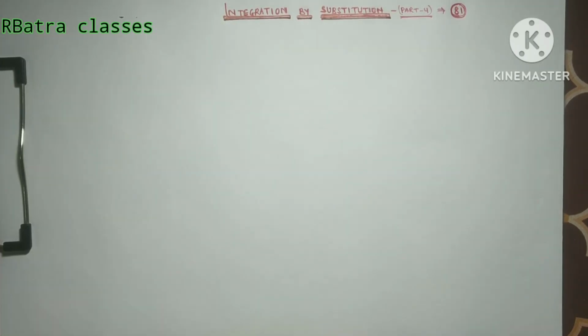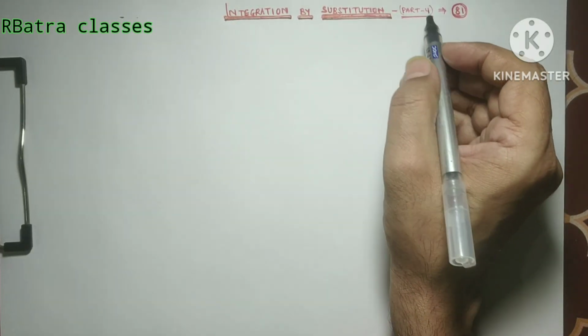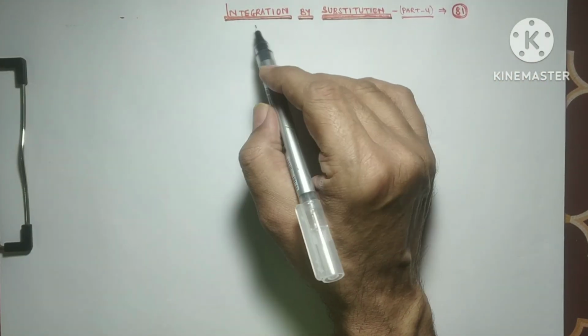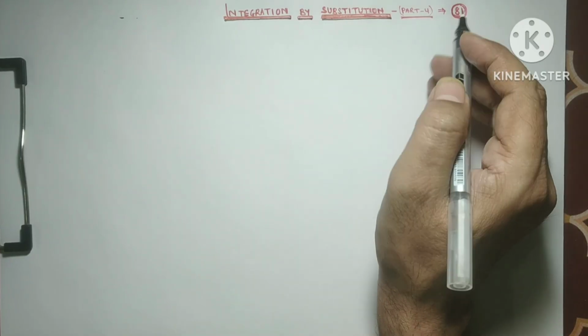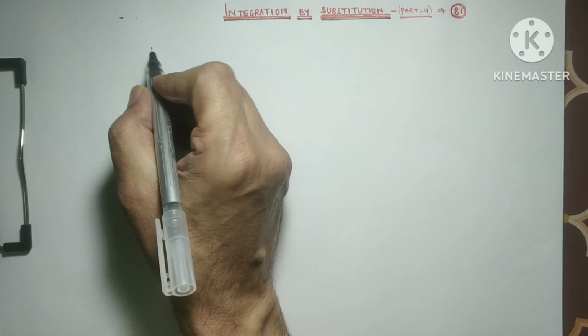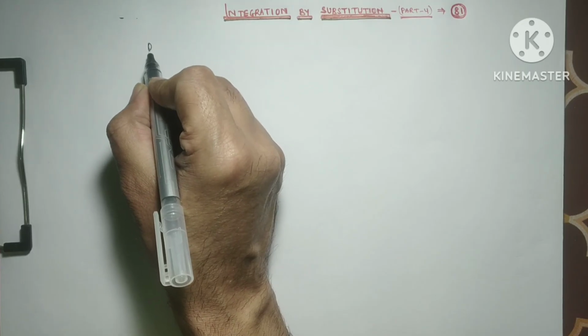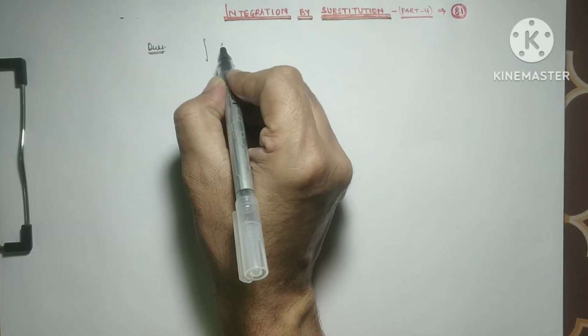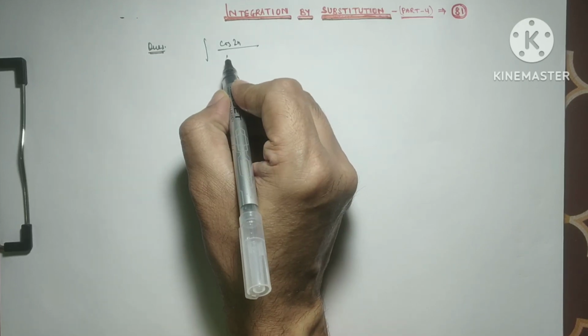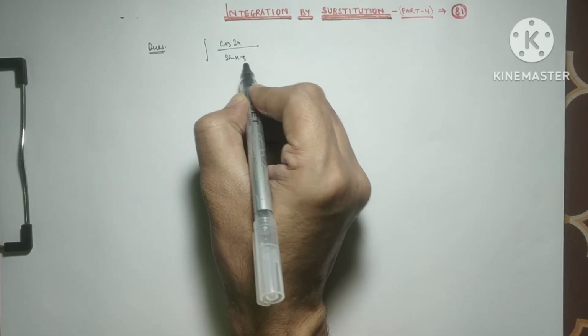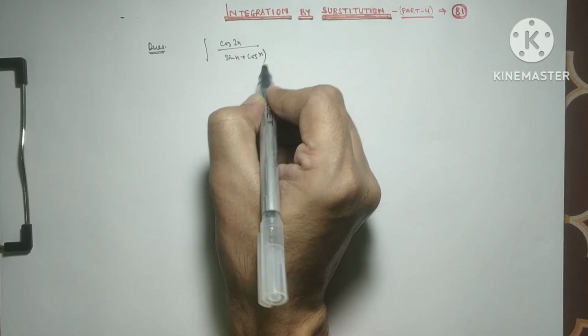Hello guys, now we are taking the next part of this series, integration by substitution. This is part 4. So we are taking the questions, and the question is integrate cos 2x divided by (sin x plus cos x) whole square.